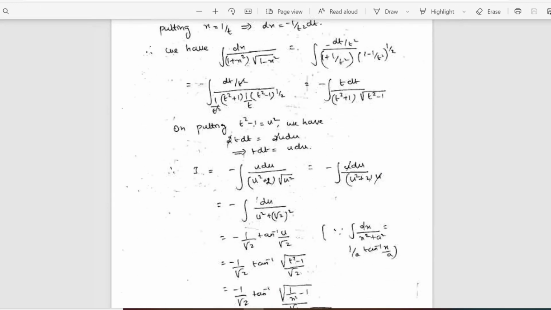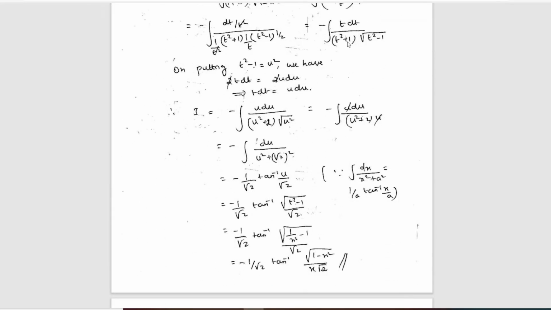So now we have to evaluate this integral. How to evaluate this? Since the differentiation of t square is 2t dt, we know that, right? Here 2 is missing, so I'm going to use the substitution method. Take t square minus 1 as u square. When you differentiate, you'll get t dt. So I'm taking this as u square.